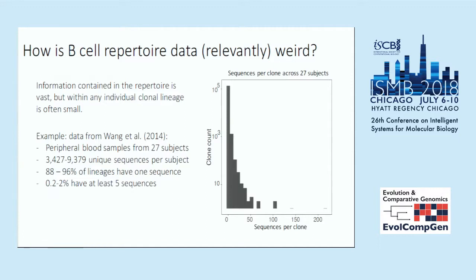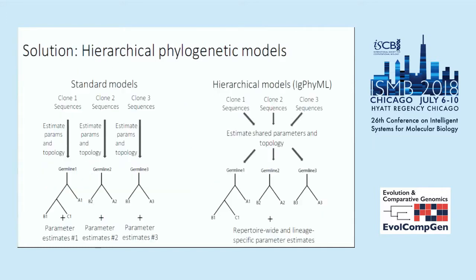So you have this paradox of the fact that the information contained within the repertoire is vast. There's a huge amount of sequence information within a particular B-cell repertoire. But within each individual lineage, there's often very little information. So our approach for dealing with this fact is to use hierarchical phylogenetic substitution models. Whereas in standard approaches, we would take the single multiple sequence alignments from each clone and estimate a set of parameters for that clone and a separate phylogenetic tree for that clone.